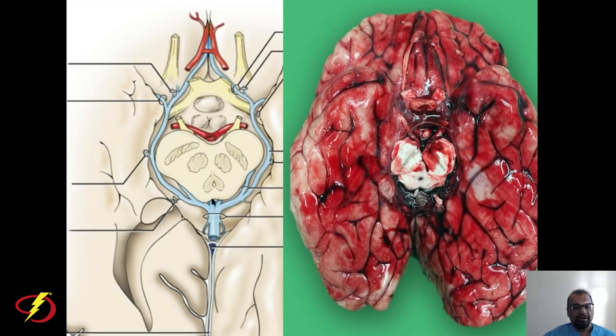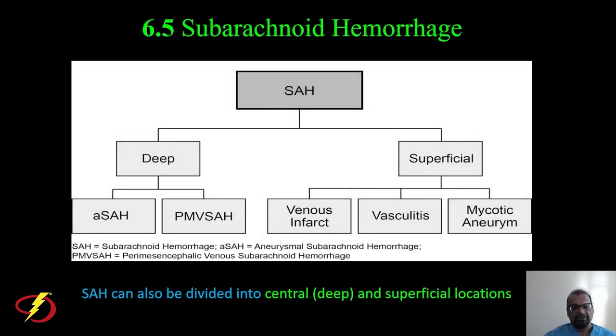Same thing with paramesencephalic bleeds. Now, this is from a ruptured aneurysm. This patient obviously didn't make it, but this image just shows that here's the midbrain, paramesencephalic veins are around the midbrain. When these bleed, again, they are located within the subarachnoid space that could cause subarachnoid hemorrhage.